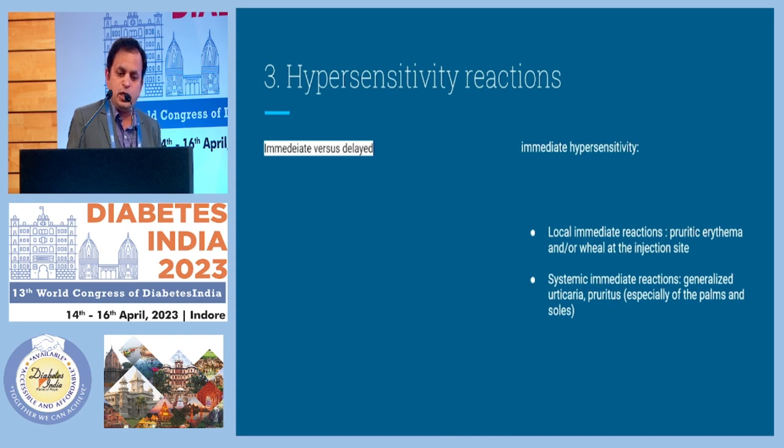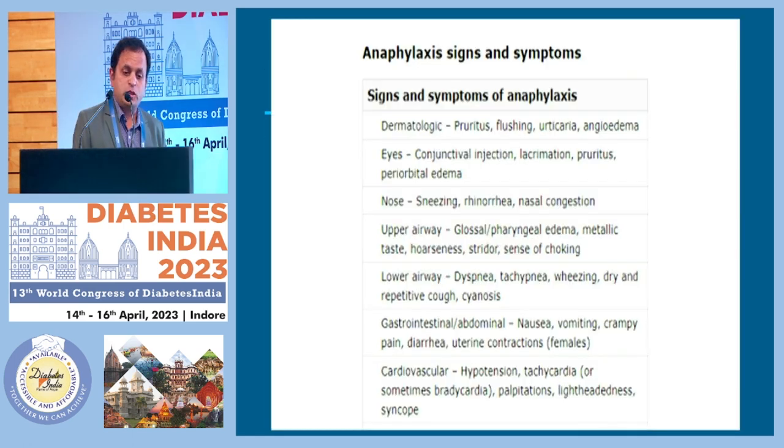And the third challenge is hypersensitivity reactions. Hypersensitivity reaction could be immediate or delayed. Immediate hypersensitivity could be local or systemic. Immediate local reaction could be erythema or bullae at the injection site, and systemic reactions like generalized urticaria, pruritus, and so on. Very rarely, insulin can cause anaphylaxis also. But anaphylaxis has only been noted with the older insulins like porcine or bovine insulin. The newer insulins, which are recombinant, highly purified insulin analogs, have no report of anaphylaxis as with the older generation.